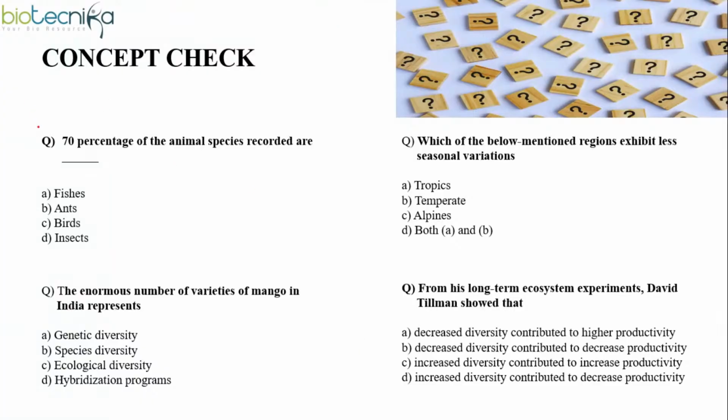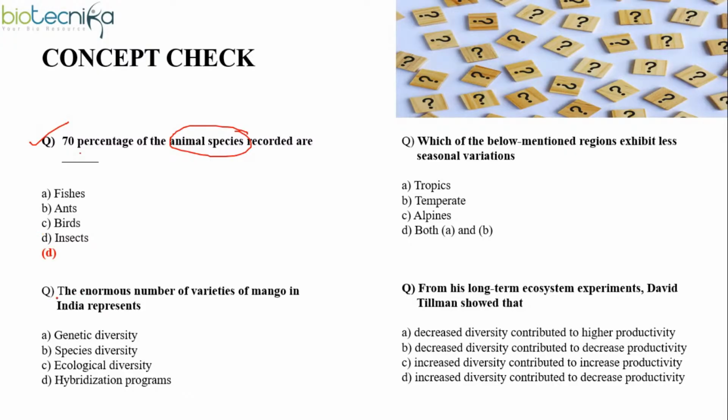Here are a few examples of the questions that can be asked in the exam. First question: 70% of animal species recorded are? Whatever questions I have mentioned here are all based on the information that I have told you. If you have paid attention, you will definitely answer such questions. Can you tell me, 70% of the animal species recorded are, I mentioned earlier, fishes, ants, birds, or insects? Quickly, anyone answer the question. Participants, what do you think? It is insects, right?